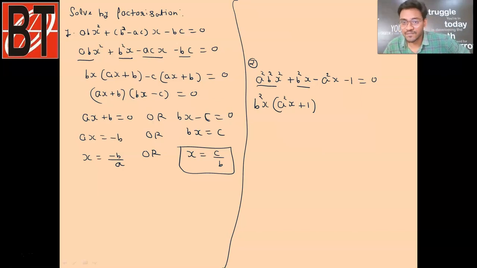Now students, you can see here nothing is common. So students, no problem, you can take minus 1 common, okay. Minus 1 can be taken common, so that you will be getting the similar factor as the previous one, a square x plus 1, because if I take minus 1 common, it will change the sign inside the bracket, okay. So this a square x will become positive because I have taken the negative sign outside the bracket, okay, and also this minus 1 will become positive, okay. You may check, if you multiply minus 1 inside the bracket, you will get the above step, okay.